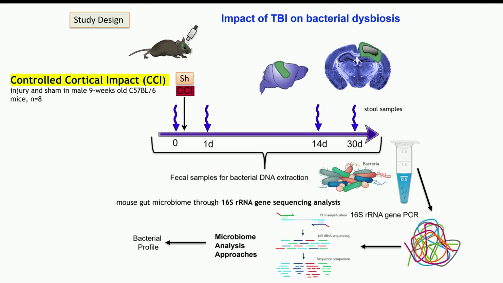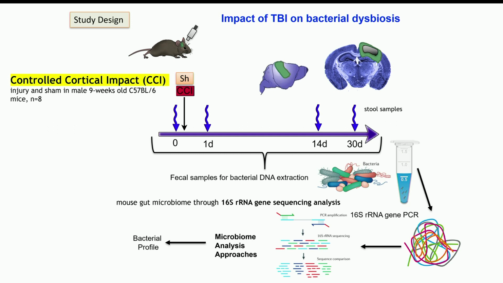We analyzed the gut microbiome in the feces of the animals before injury and after injury. To induce the injury in the animals, we use the controlled cortical impact injury, which consists of a pneumatic impactor that impacts the brain and causes a lesion, and you can modulate the severity of the injury. And then we collect the feces at different time points.